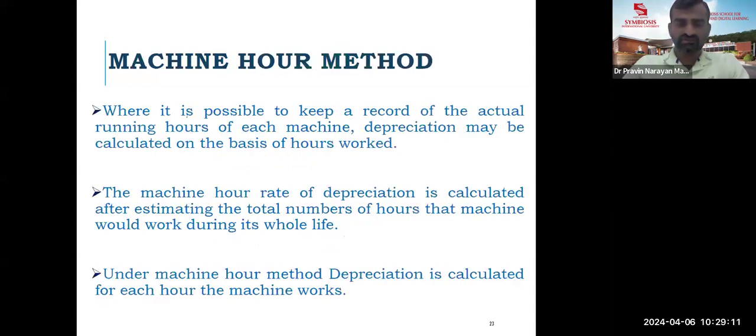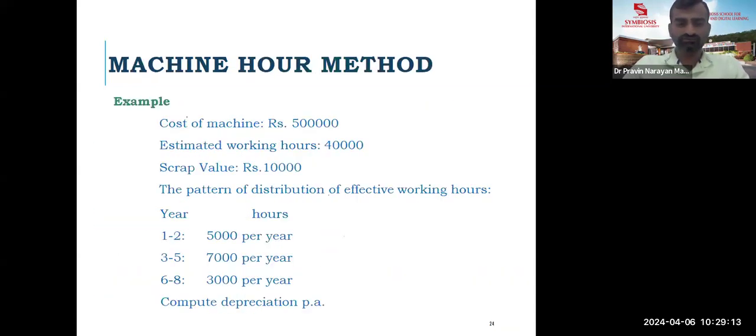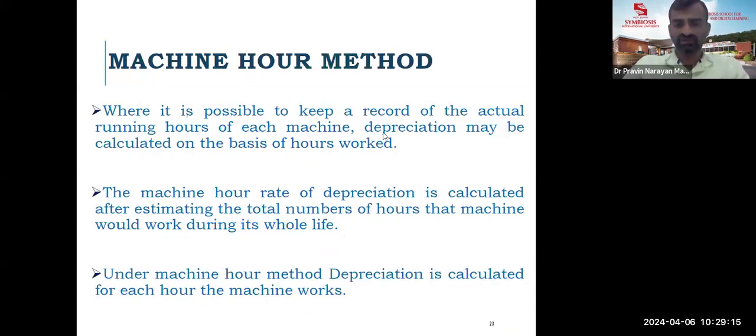Now, next, machine hour method. I will quickly explain this method. Machine hour method is a depreciation technique that allocates the cost of an asset over its useful life based on the number of hours that asset is expected to operate.